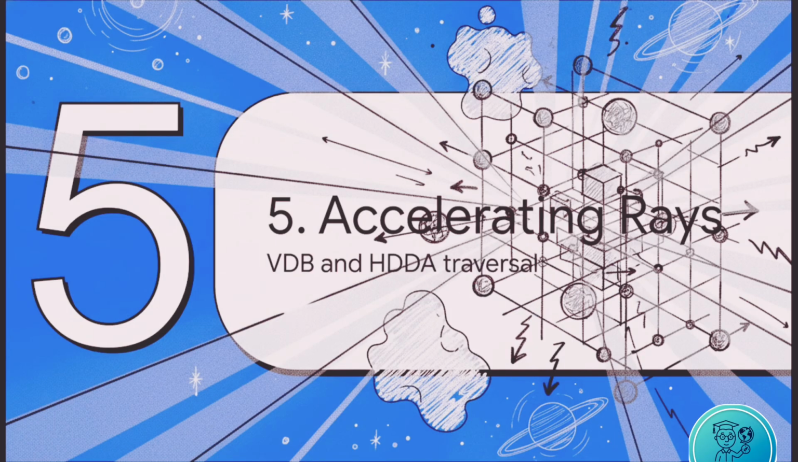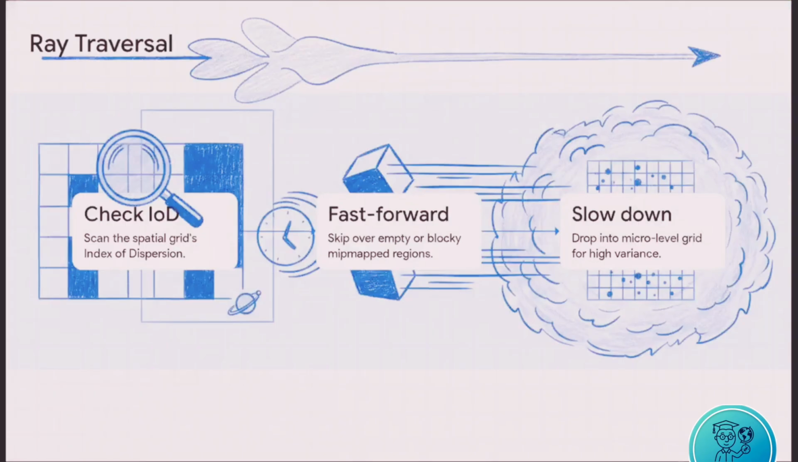Section 5. Accelerating ray tracing, VDB and HDDA traversal. So the crucial point is, now that we have this incredibly smart hybrid resolution grid, how do we actually shoot our digital light rays through it? Well, the researchers adopted a super powerful data structure famously used in Hollywood visual effects called VDB, which surprisingly isn't actually an acronym, and they paired it with a traversal technique called HDDA. This combination completely transforms the journey of a simulated light ray into a really elegant three-step process.